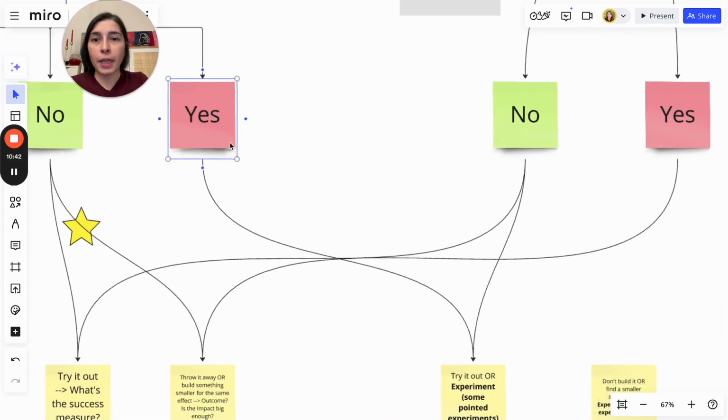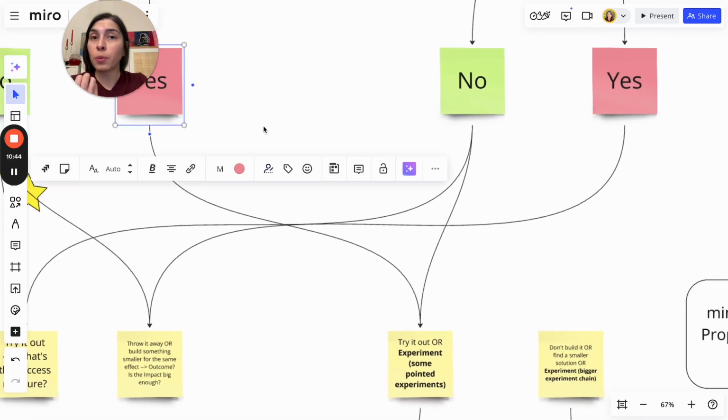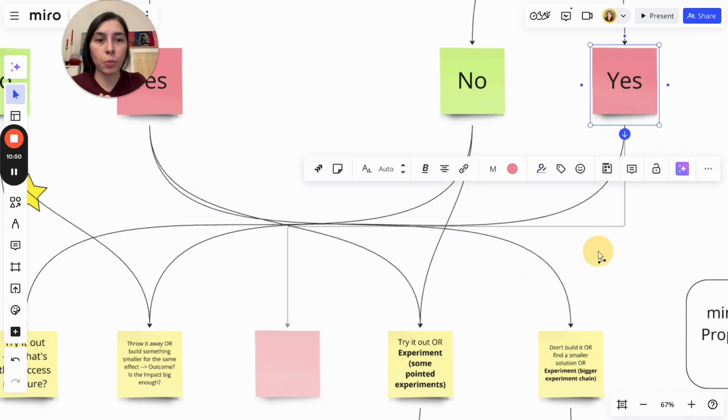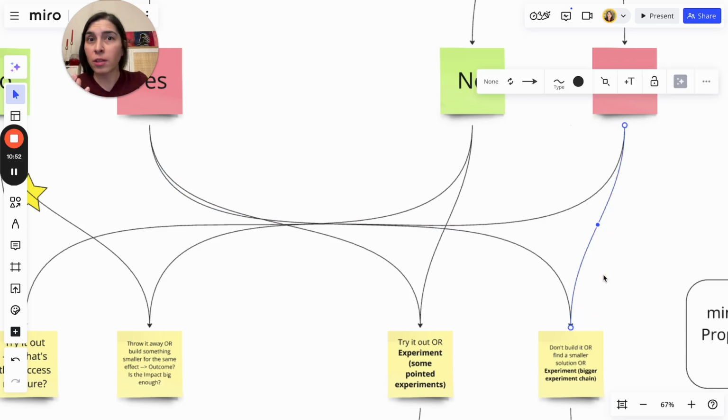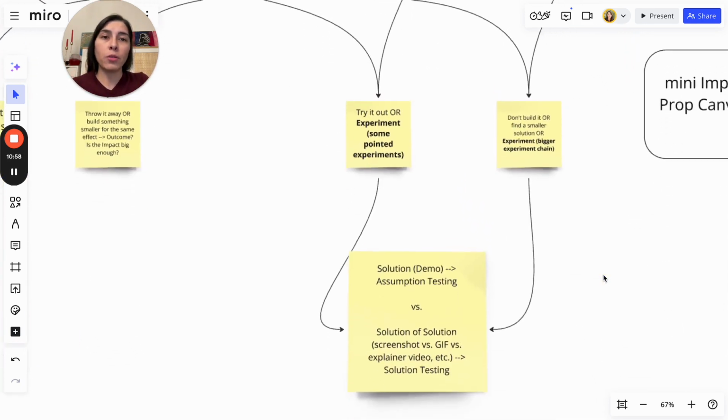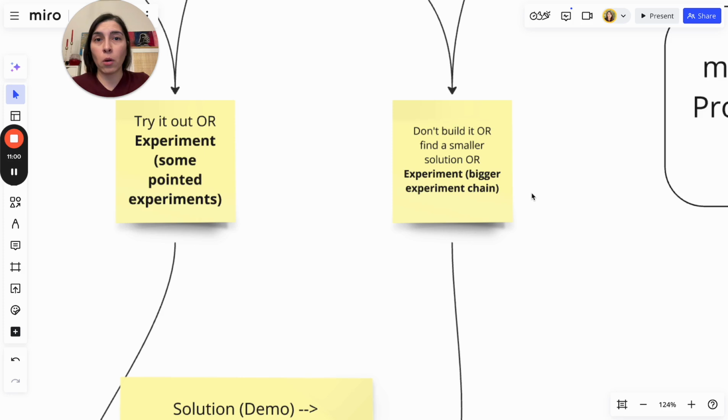If you say it is risky, it's a potentially very impactful idea. It is risky and it is difficult to build. Well, first thought is it's potentially a strategic idea then, yeah? So keep that in mind. But in general, you can decide to not build it at all, which is something I would probably not really do. You can find a smaller solution, and then it gets into this try out or experiment space.